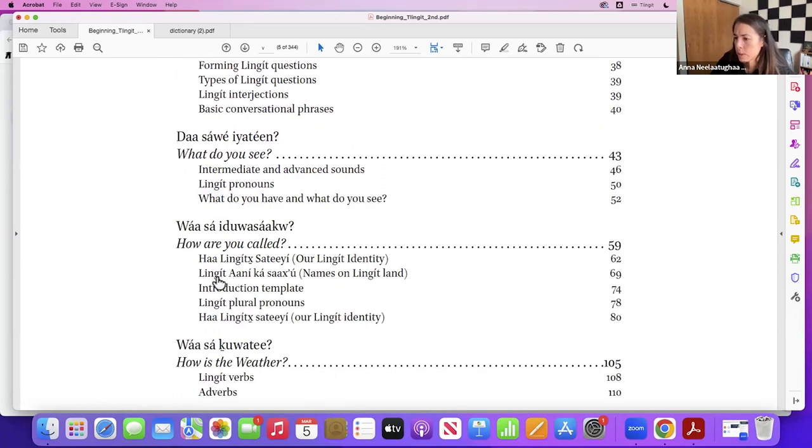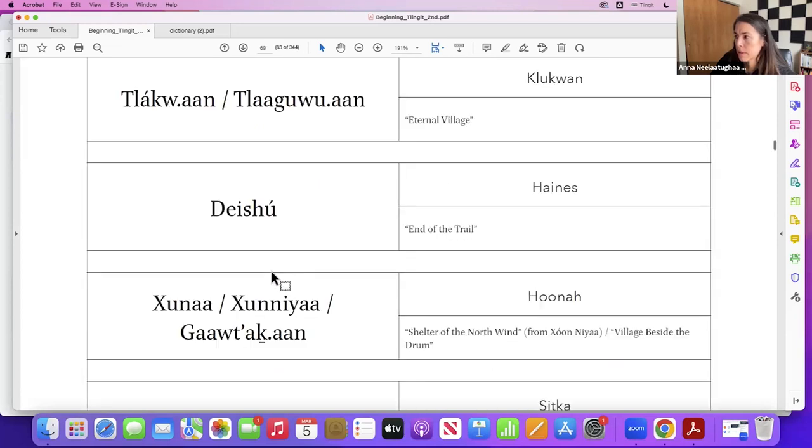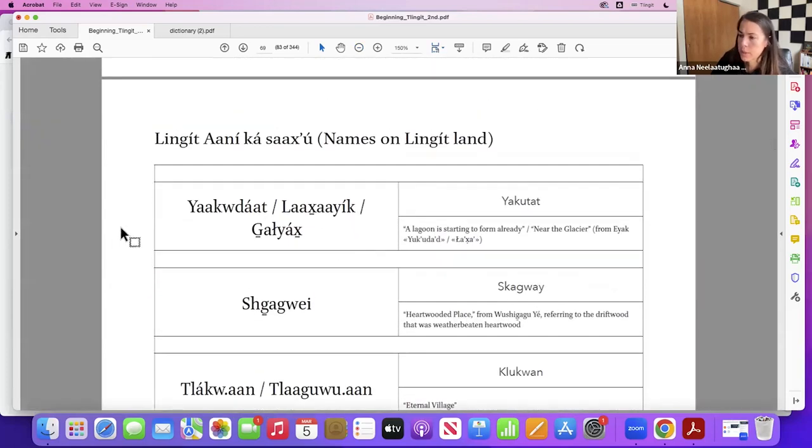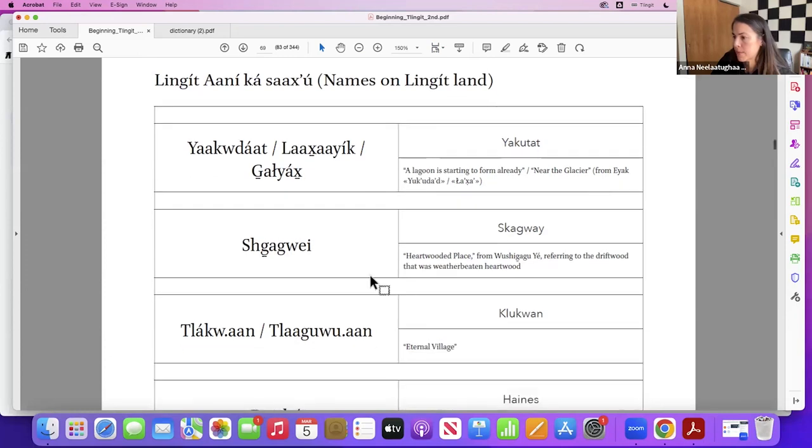So if you go to this section of the same chapter, Tlingit Ani Kasauku or Sauku, names on Tlingit land, there's a couple sections of this that I think are important. So the first one is the names of the places. Each community has its Tlingit name, and there's a cool description under the English translation. These are great for saying where you live, where you were raised, where you were born.